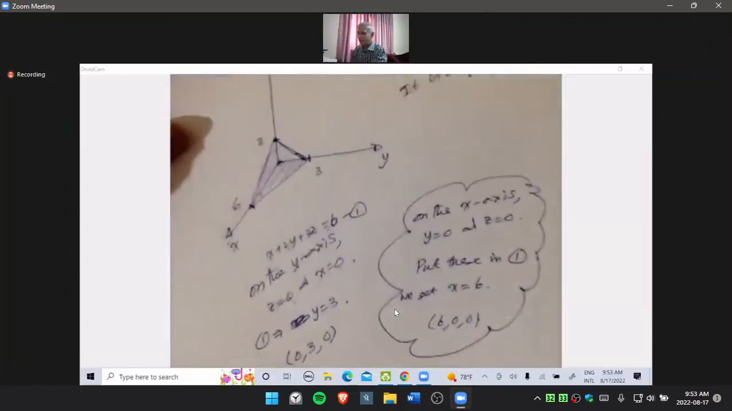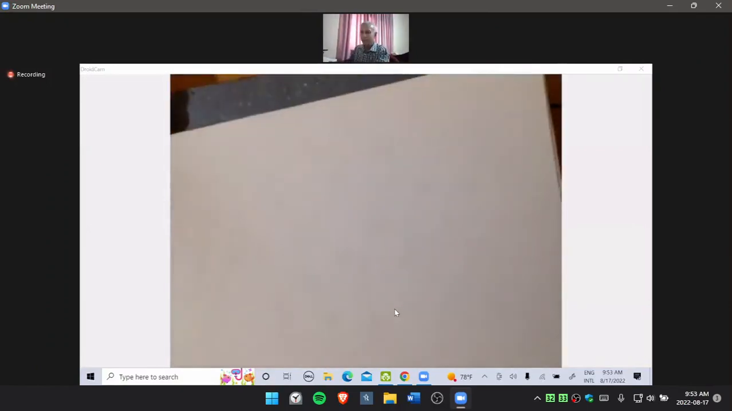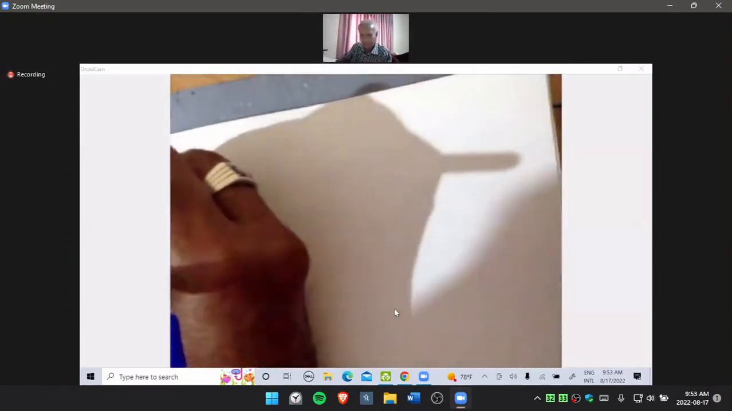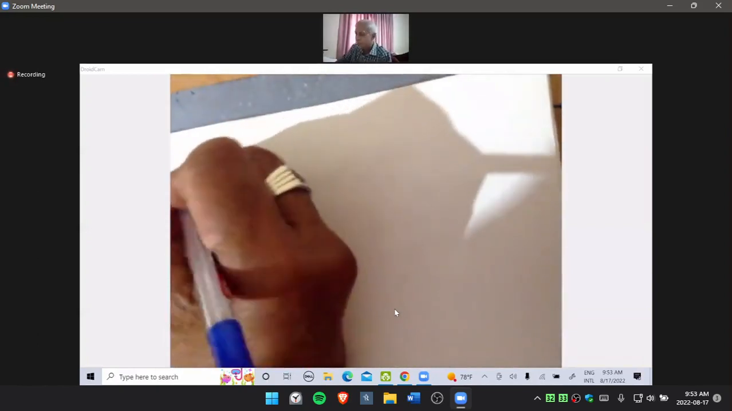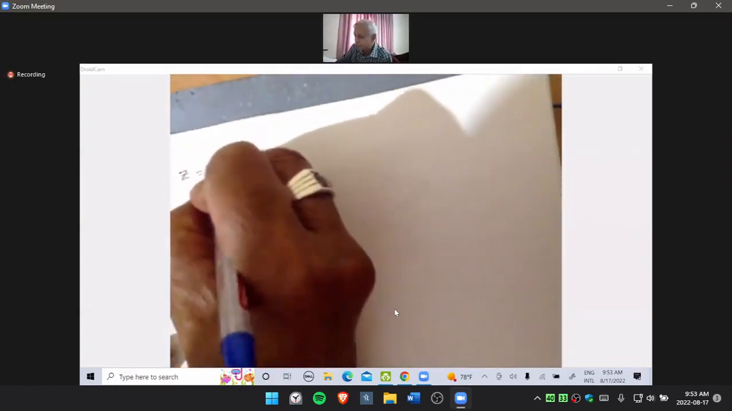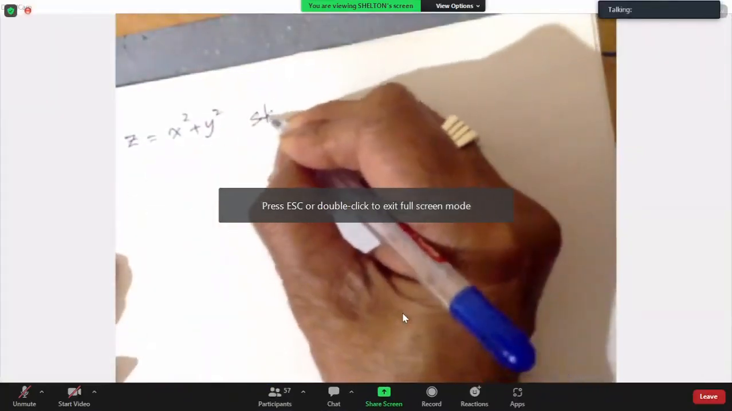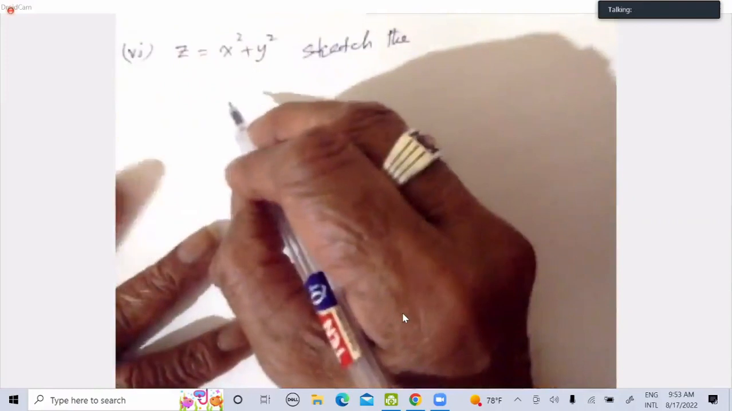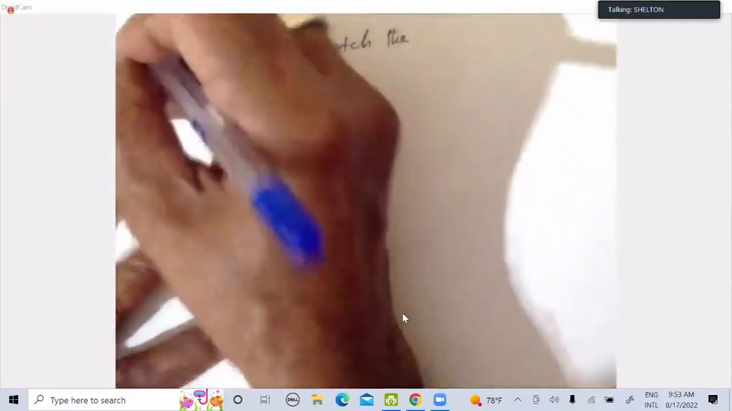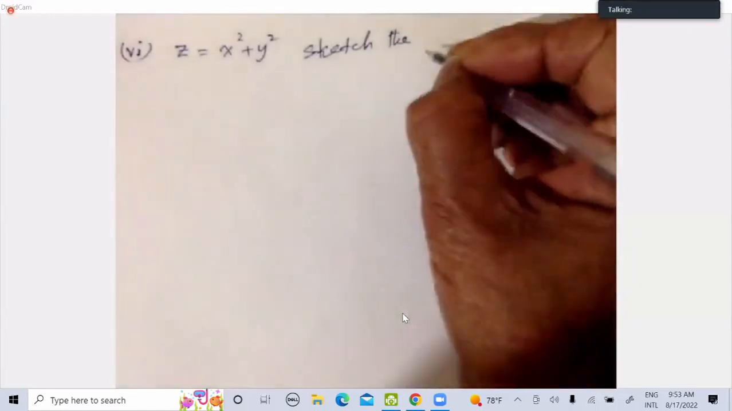I will come back to sketching. So the next one I'm going to do is sketch VI: Z equals x squared plus y squared. Sketch the graph.